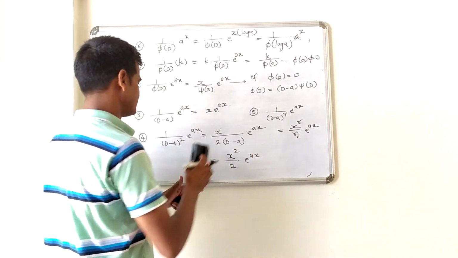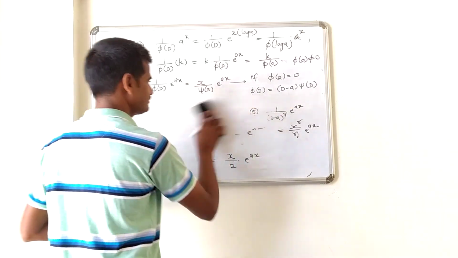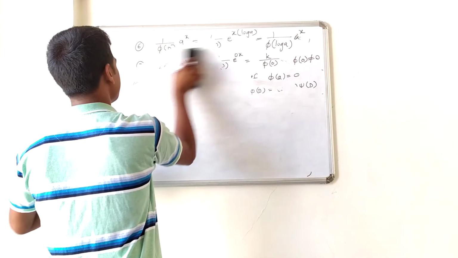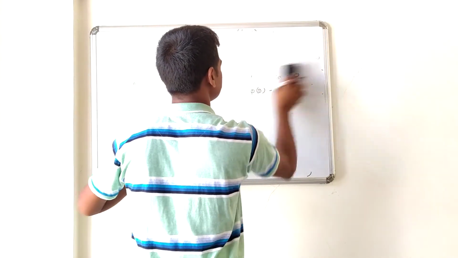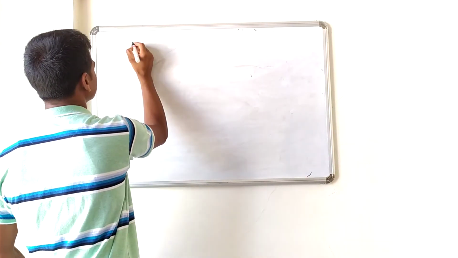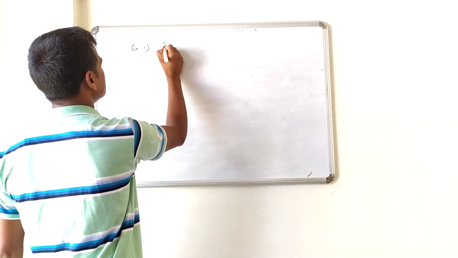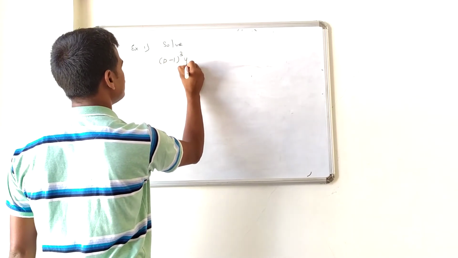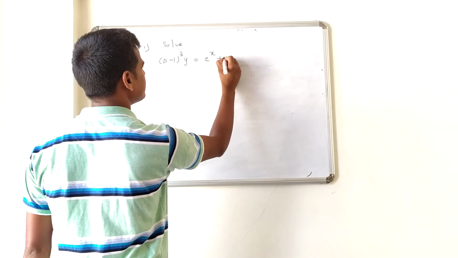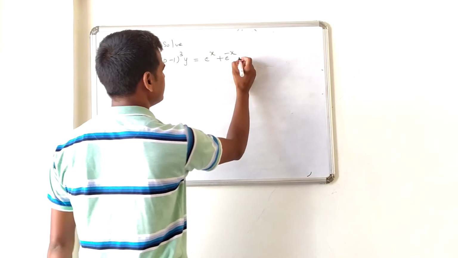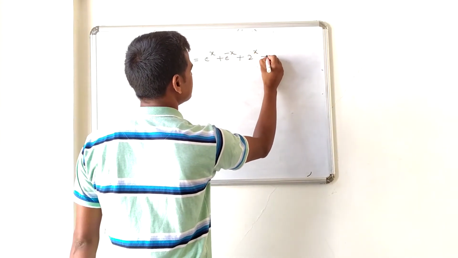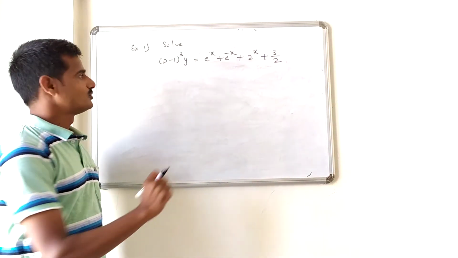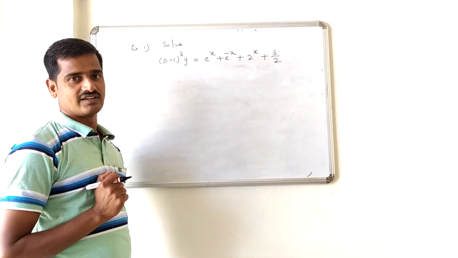Now we will discuss one example based on this exponential case. So first example: solve (D minus 1) cube into y is equal to e to the power x plus e to the power minus x plus 2 raised to x plus 3 by 2. Suppose you are asked to solve this differential equation.